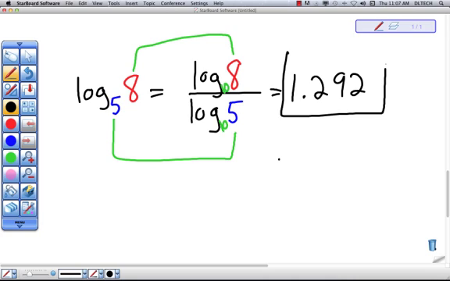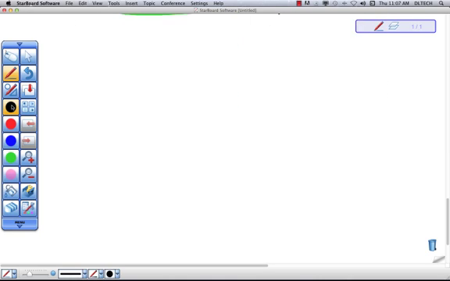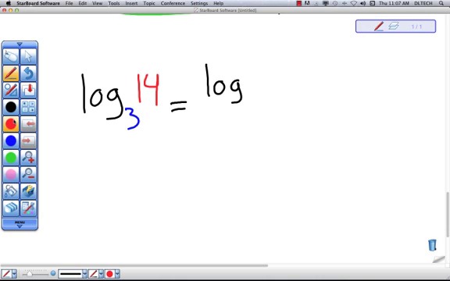And that is it. We changed the bases from a 5 to a 10, and we entered it into our calculator. Now let's try another example. We are given the log of 3 to the 14. So using the formula, we would write the log of 14 divided by the log of 3. And once again, we use this change of base formula so that we could change our bases to a 10. So we add that right there. And now we put it into our calculator to get our answer.